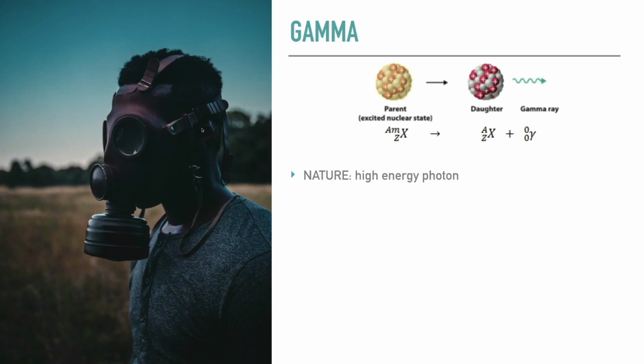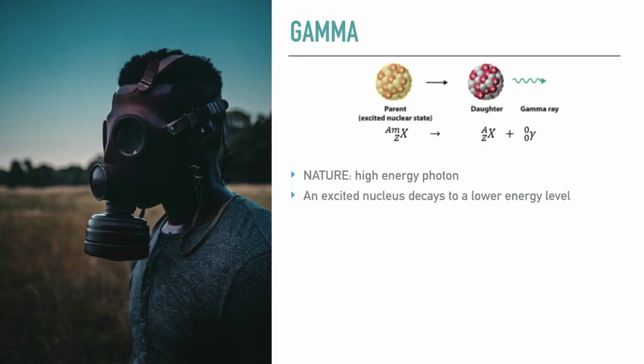Gamma is not actually a particle, it's a high energy photon. You'll have heard of gamma radiation when you studied the electromagnetic spectrum. So we've got radio waves, microwaves, infrared, visible, ultraviolet, X-rays and gamma rays. And gamma rays are photons at the highest energy of the electromagnetic spectrum.